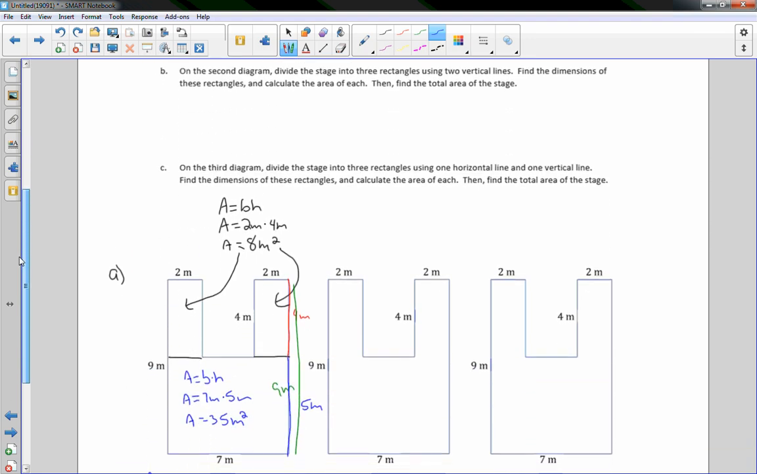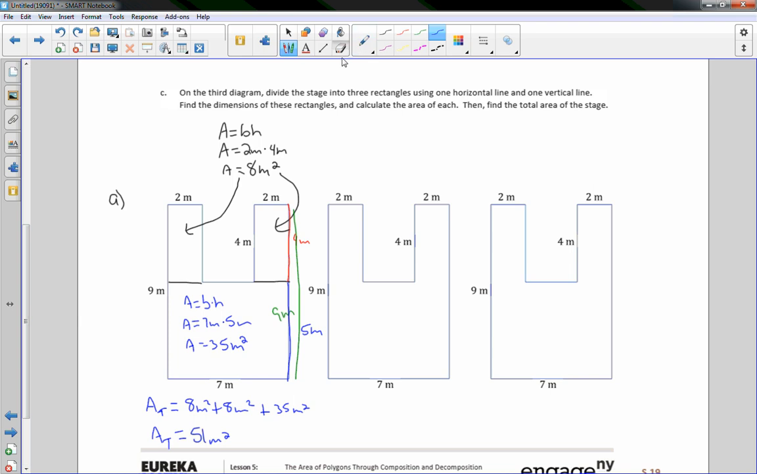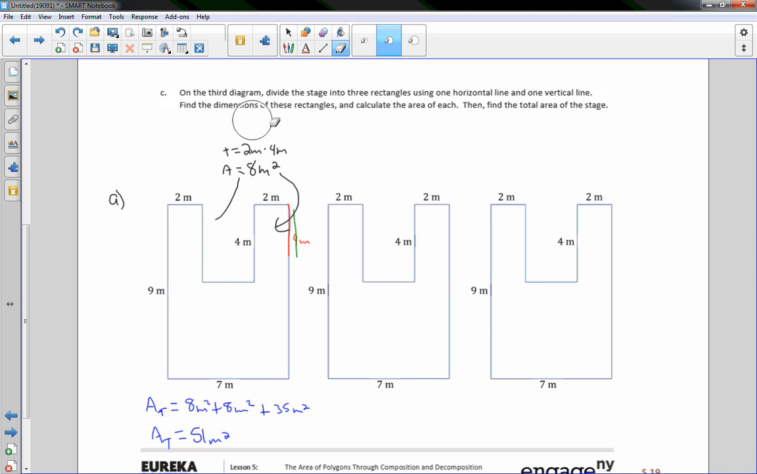B says, on the second diagram, divide the stage into 3 rectangles using 2 vertical lines. Find the dimensions of these rectangles and calculate the area of each, then find the total area of the stage. So let me just erase some of this here. I will leave my total down there because we're going to compare. I'll get rid of all of this here, just to avoid confusion. And keep in mind that the area of this whole thing came out to be 51 meters squared, and I will leave this down here.